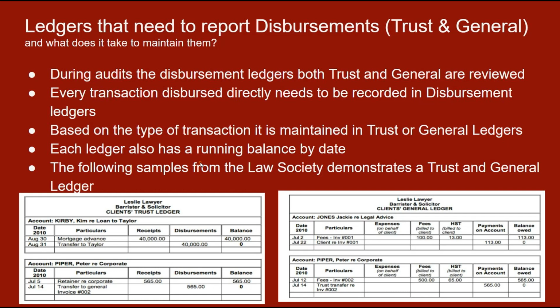Of course, we start off with the trust ledger. We'll start there. Assuming you had a trust account, and let's say you used the trust account as a means of paying for a disbursement, you would first and foremost, of course, get the, let's take the second example here of Peter Piper for corporate. You've got a retainer, 565 coming into your retainer account or your trust account. That's why you see that under receipts. Let me see if I can annotate real quick.